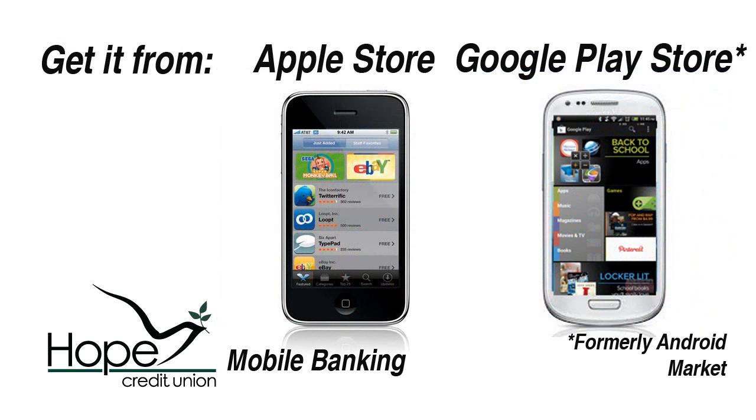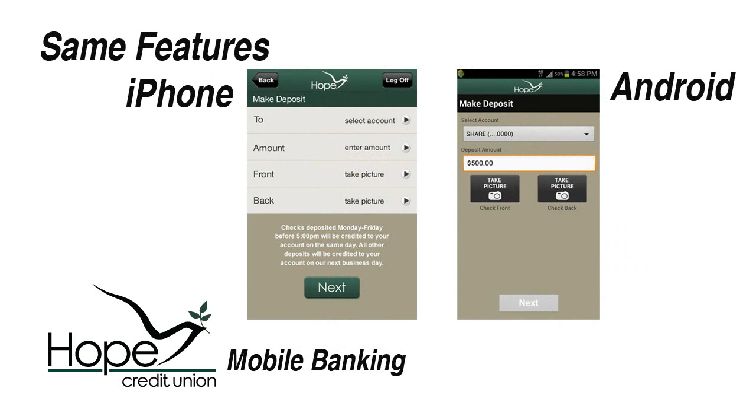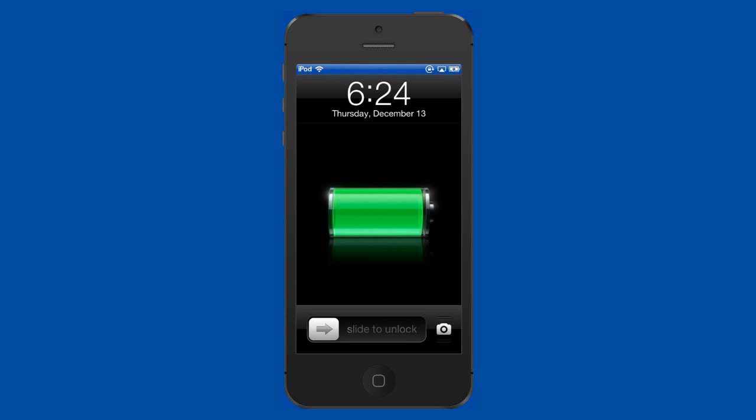You can download Hope's mobile banking application from either the Apple Store for the iPhone or the Google Play Store for an Android phone. We'll be demonstrating the app on an iPhone, but the functions are exactly the same as the Android version. The only differences are in the look of some of the buttons or in the navigation process. Apple and Android users will be very familiar with the variations based on their device.